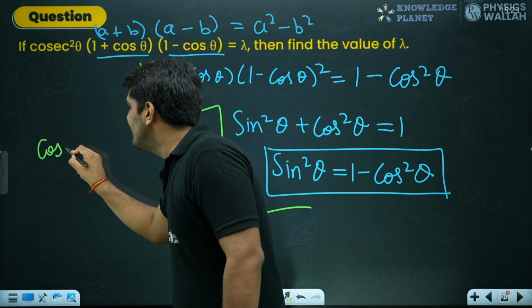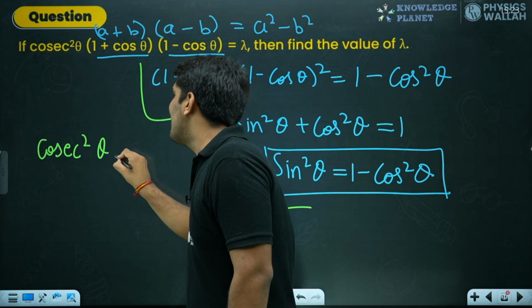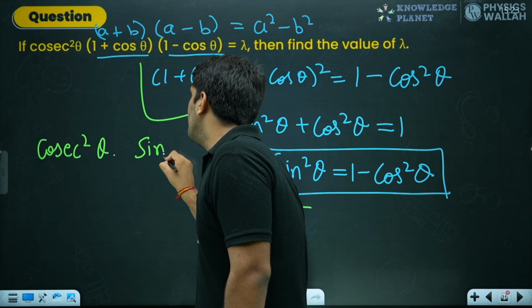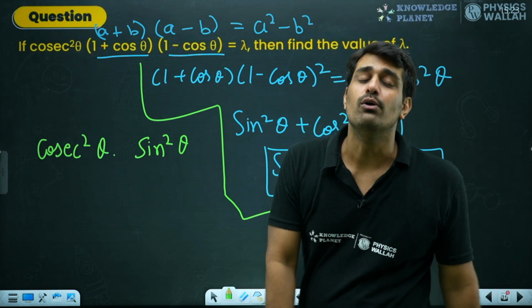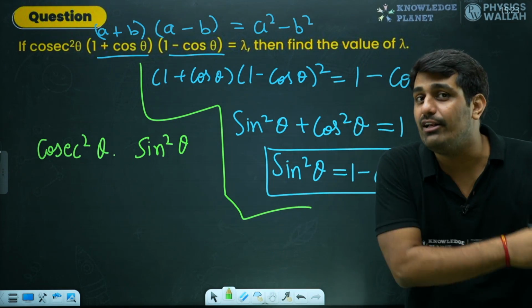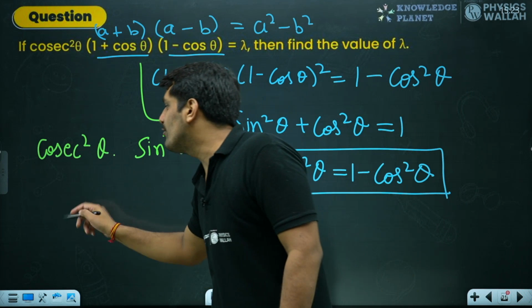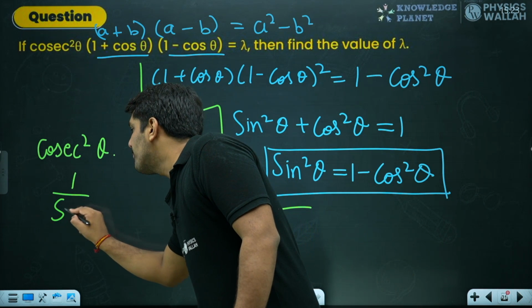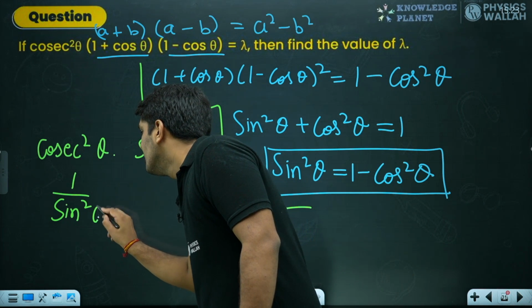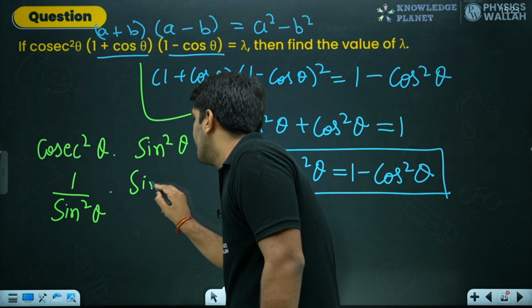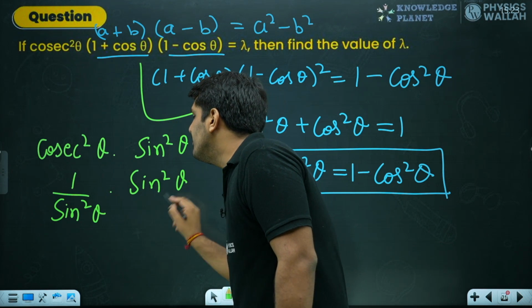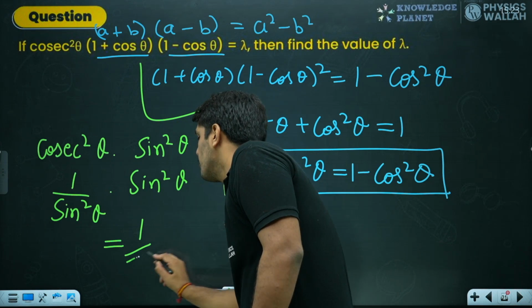So I am writing this as cosec square theta into sin square theta. Now if you remember, I gave you one question where I asked cosec theta into sin theta, what is the value? Over there the value was 1, because both are reciprocals of each other. I can write cosec square theta as 1 upon sin square theta, into sin square theta. These two will be multiplied and the final answer will be 1.